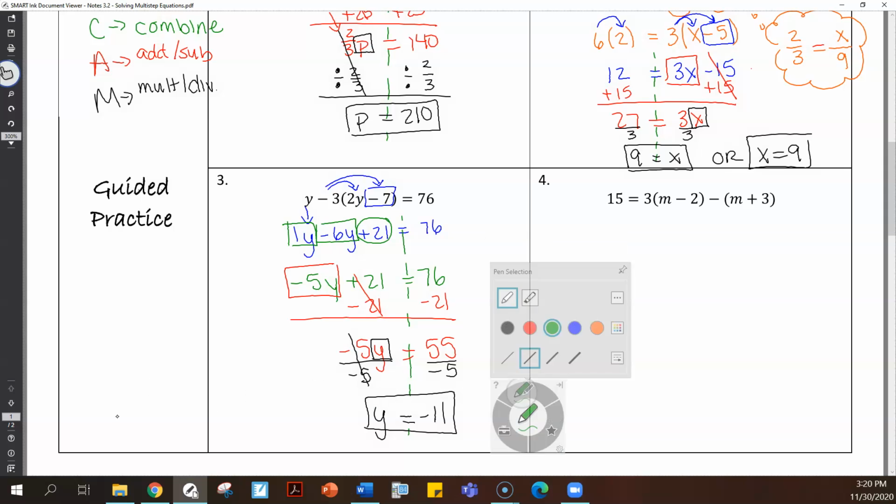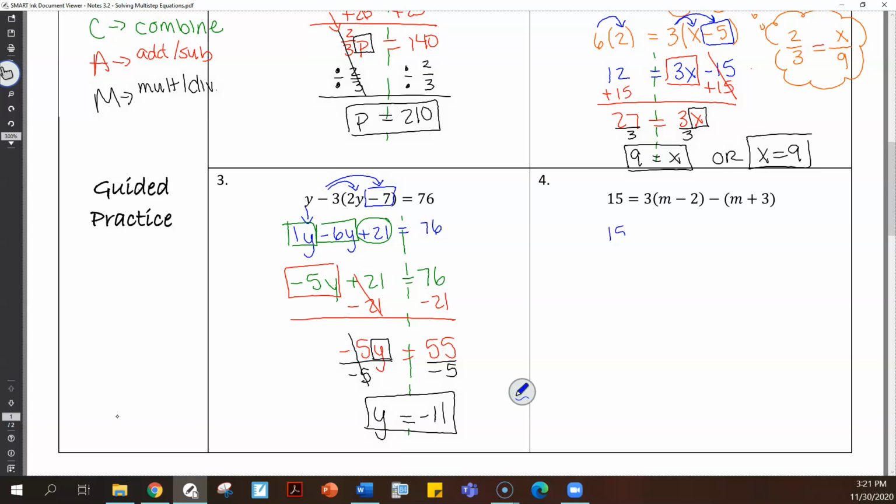Last example that I'm going to show you, I'm going to distribute first. I know that I need to distribute because I have parentheses here, and I know I need to distribute more than once because I have more than one set of parentheses. 15 is not part of that, so it's just going to come down. Then I'm going to deal with each of these individually. So here's my first distributing, here's my second distributing.